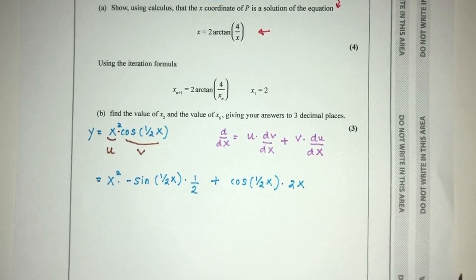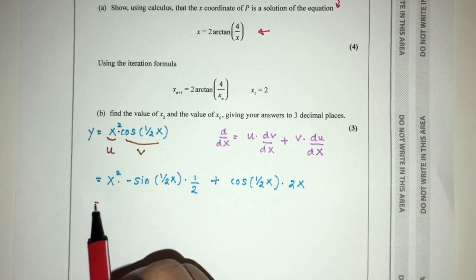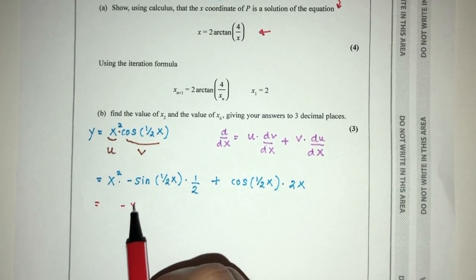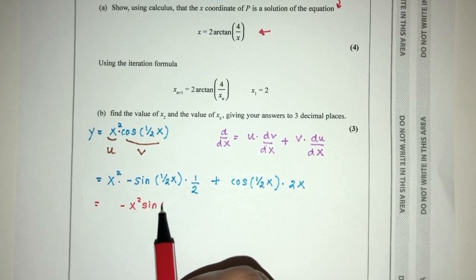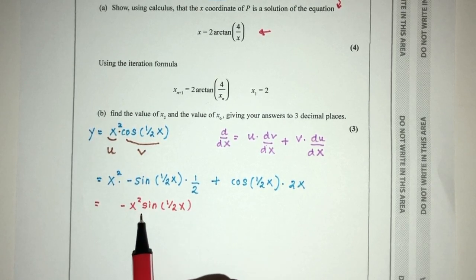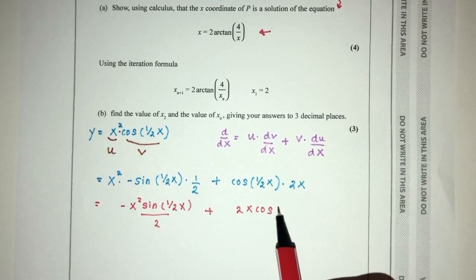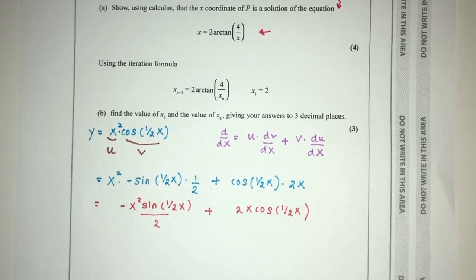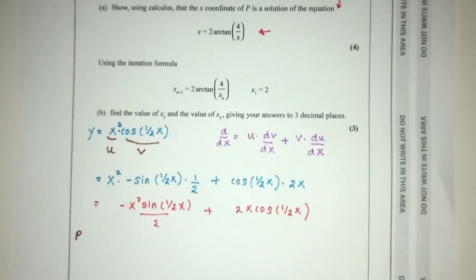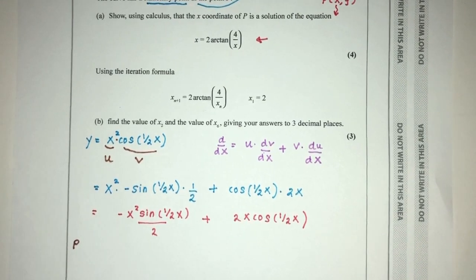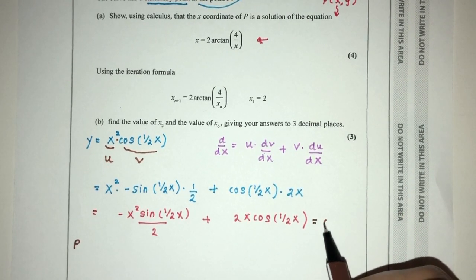Now let's move on to the next part. We just have to simplify to see what happens. So that will become minus x squared sine half x over 2 plus 2x cos half x. Now this is my dy by dx. So now I'm trying to find the point P, and the point P being the stationary point. What do we know about this point? We know that this happens when the value of dy by dx has to be 0. So let's equate that to the value of 0.